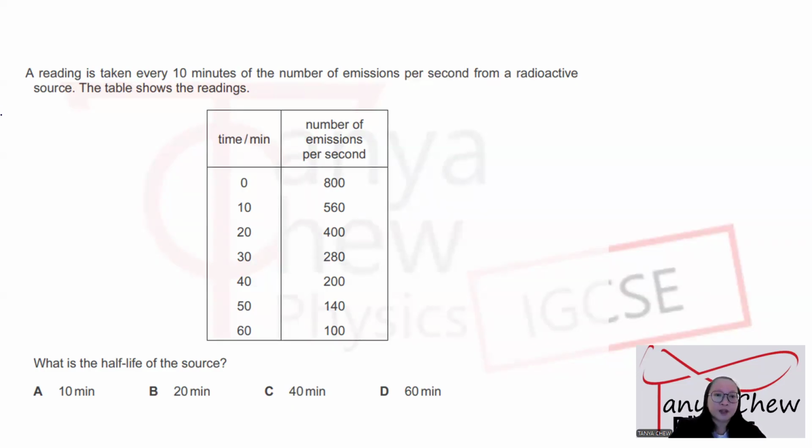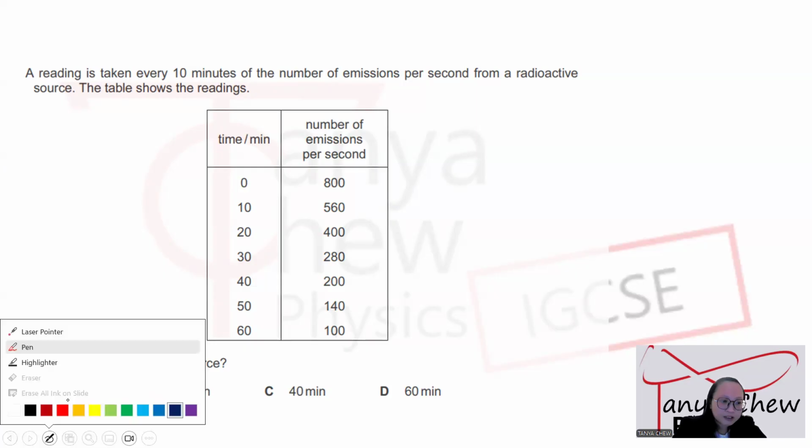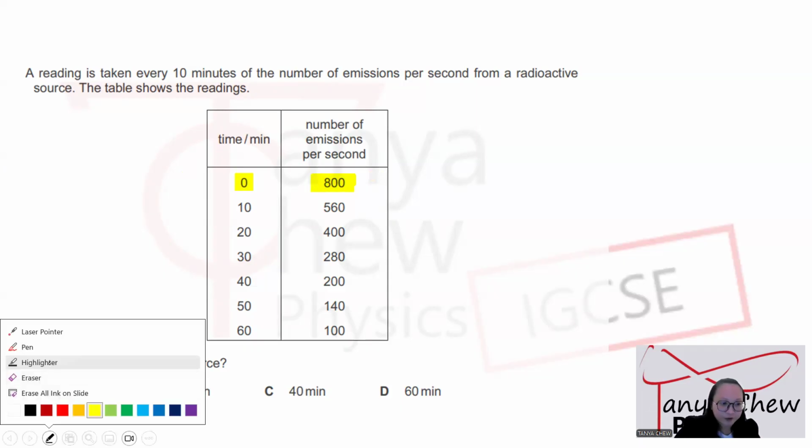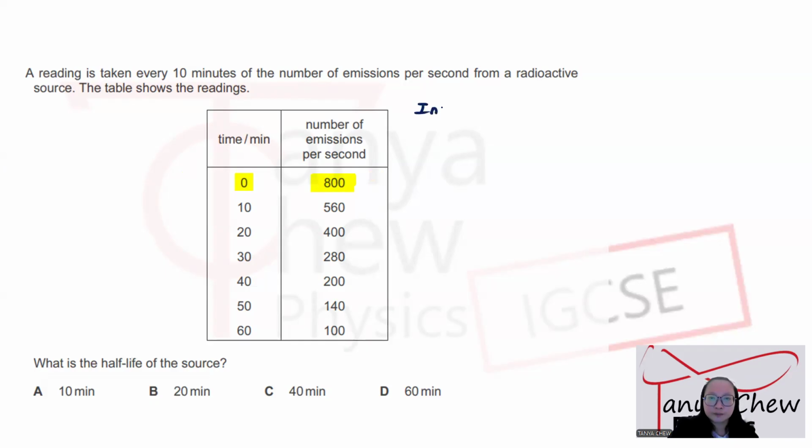First step you do is you look at the time. Time at 0 minute is what we call the initial number, the initial number of the radioactive source. So write down: initial number is equal to 800 emissions per second. I just don't write that unit for it.